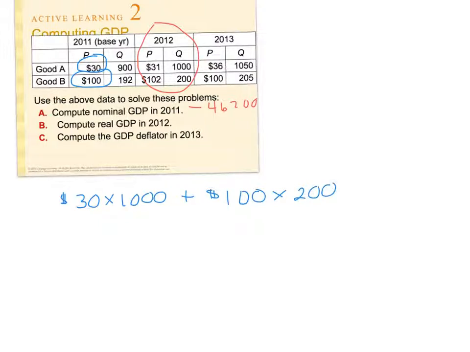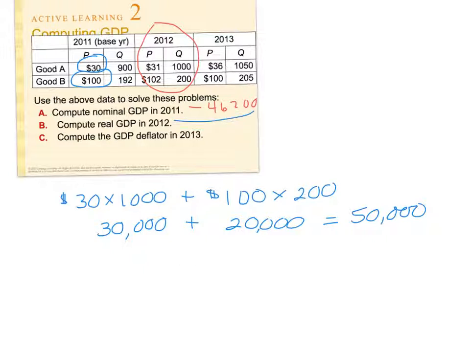So 30 times 1,000 is 30,000 plus, and over here I have 20,000. And so the real GDP in 2012, adding those two together, is 50,000. So that's our answer to part B. It's 50,000. Okay? Let's go ahead and erase that portion as well.